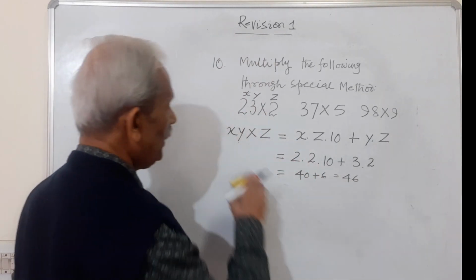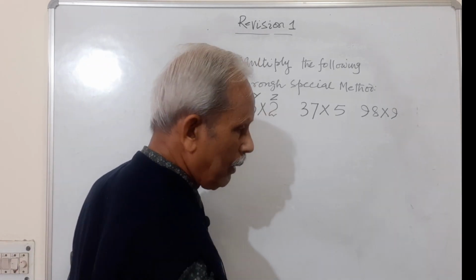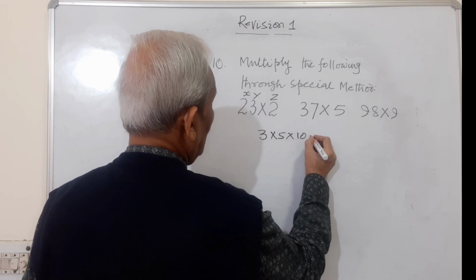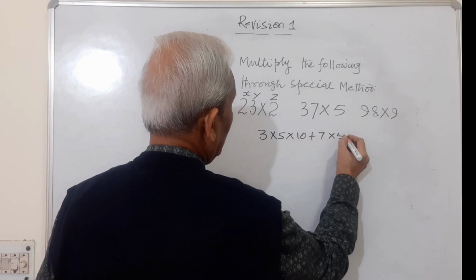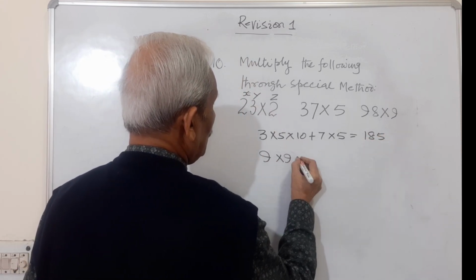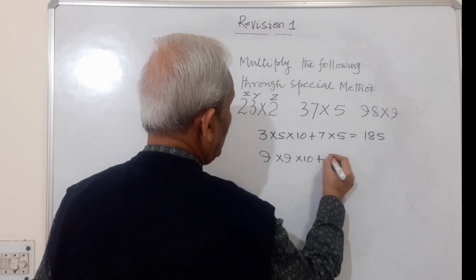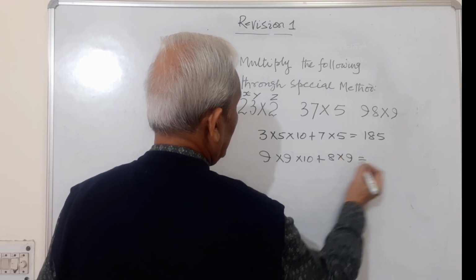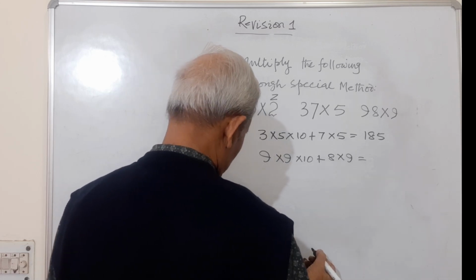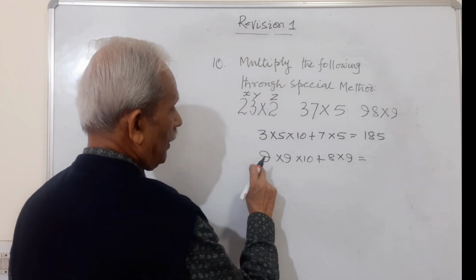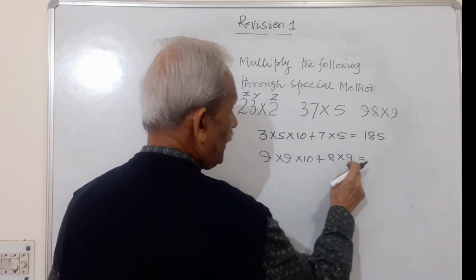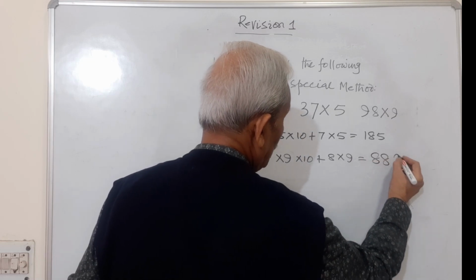So I think you have followed it. It's very easy, and you have done it very quickly. What have you done? 3 into 5 into 10 plus 7 into 5, 185. 9 into 9 into 10, which you can do mentally, and 8 into 9, 72. 720 plus 72, how much is that? 9 into 9, 81 into 10 is 810 plus 72 is 882.